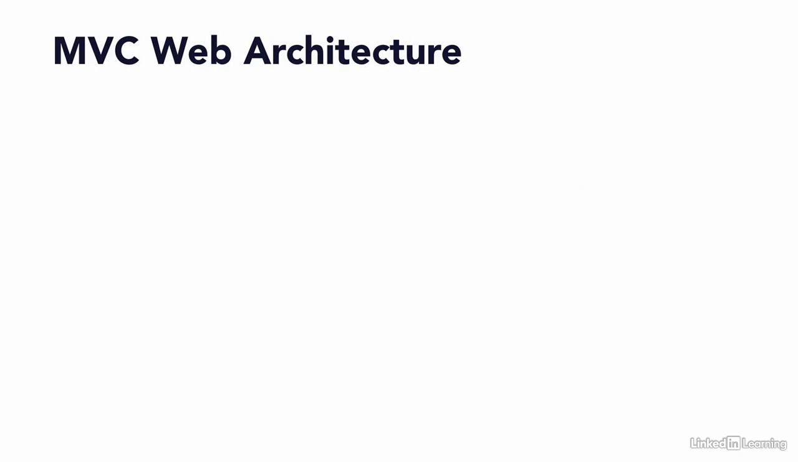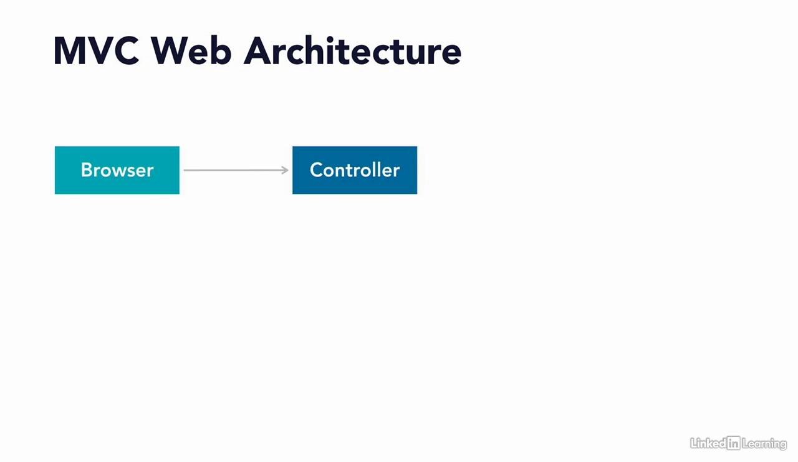In contrast, the MVC web architecture breaks up that single page by function. The browser communicates with the controller, which contains only code involved in making decisions about what should happen based on the browser request. Then if we need to interact with our database, we'll have the controller talk to our model.